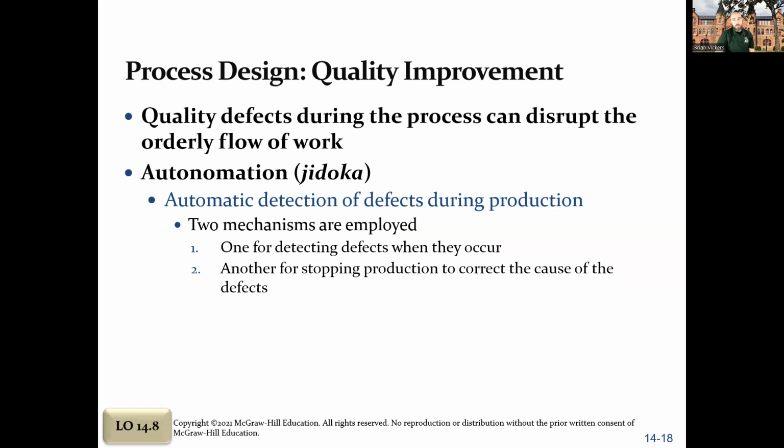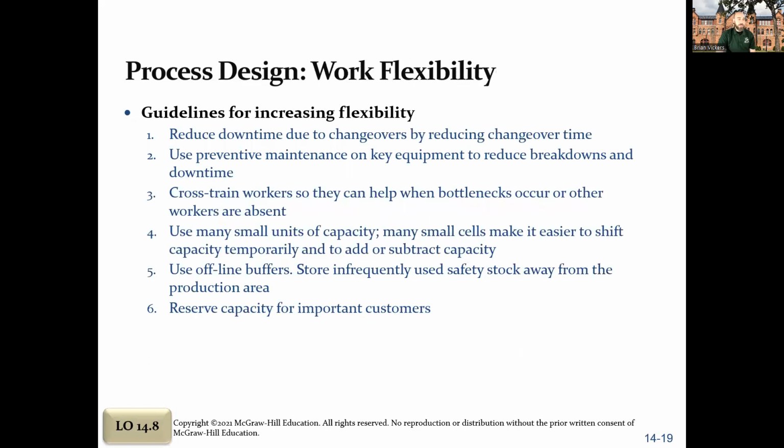Another process improvement, quality improvement. So any kind of quality defects will disrupt your flow. Something breaks down, or you have to go and change the entire design because there's just so many defects. So ideally, you have a way to automatically detect those defects. Jidoka is the term there for automatically detecting those in the production lines.